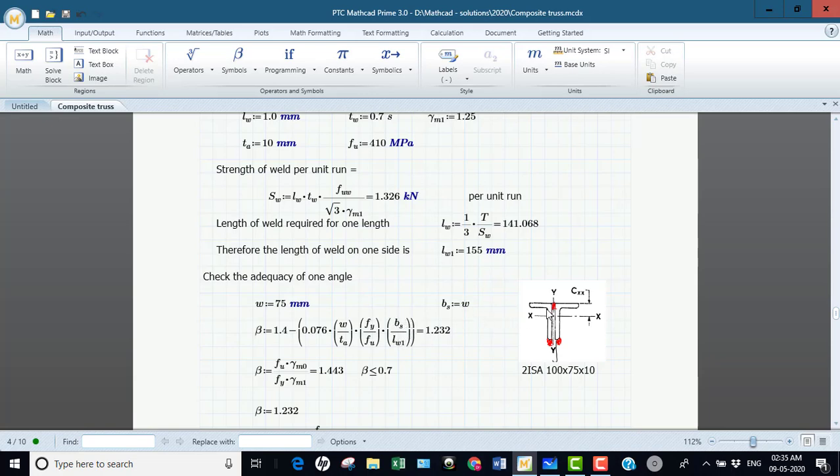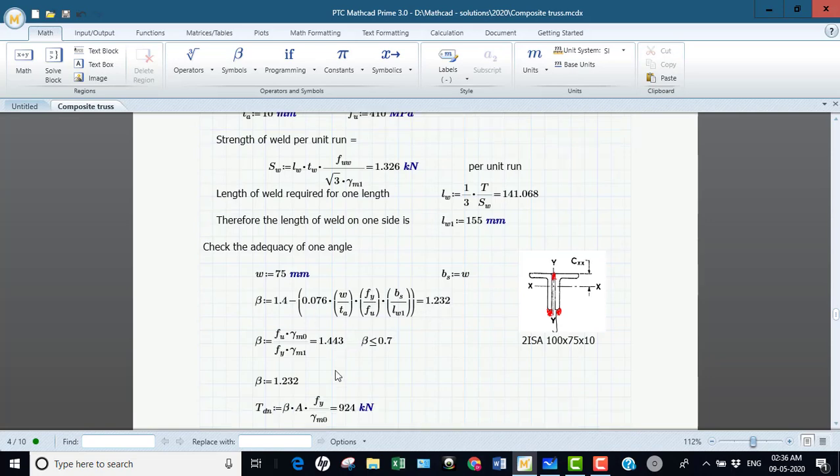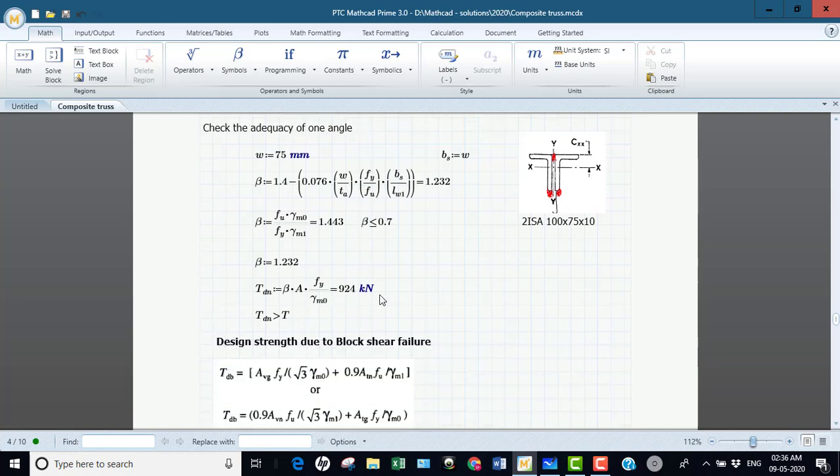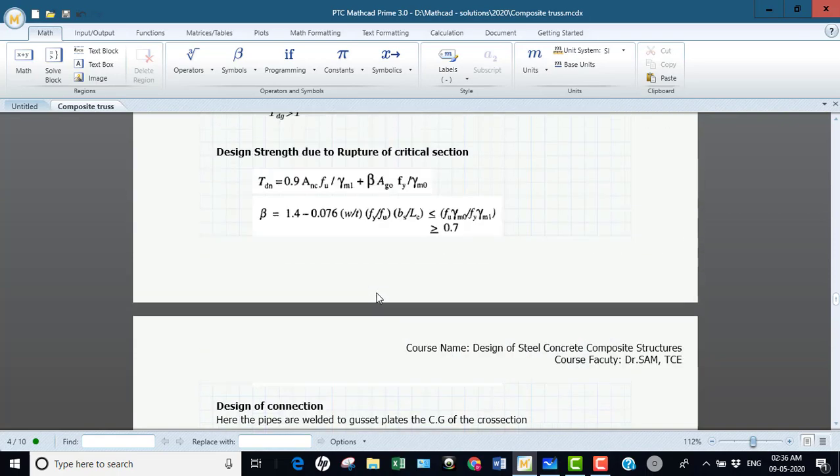So taking that as your connection length, and this is your outstand length. Here in this case, since it is welded, the width of the outstand as well as the length of the outstand are both the same. Please refer to IS 800 for welded connections. So substituting the required values here, you can calculate beta. Beta is coming as 1.232, and it was also observed that the maximum value will be this, the minimum will be this. If it is in between, take the calculated value. So taking the calculated value, I got the rupture capacity. Rupture capacity is larger than your yielding capacity.